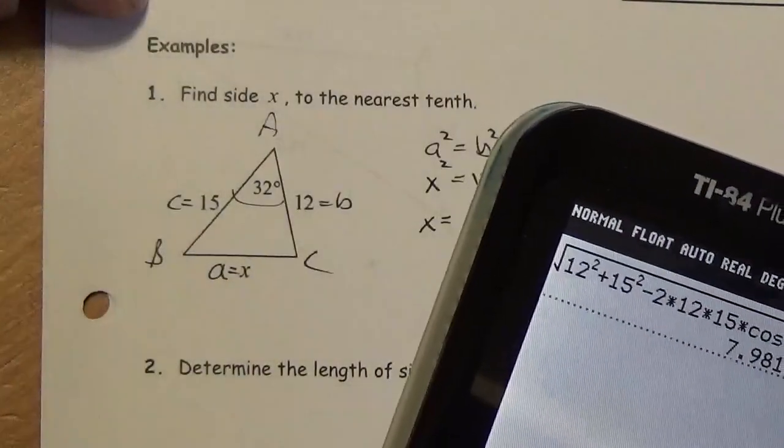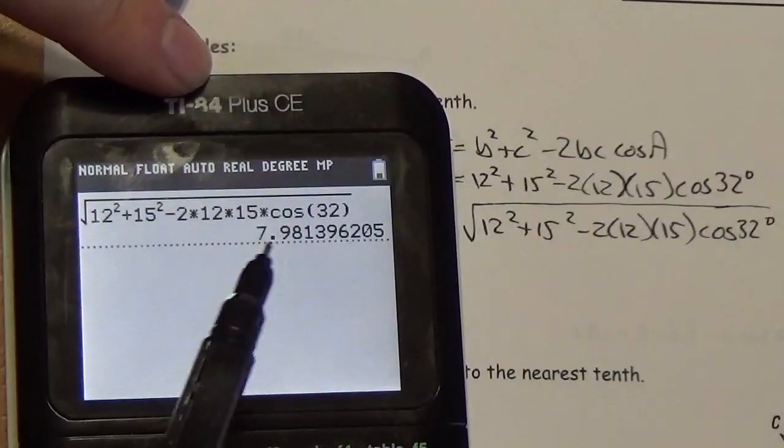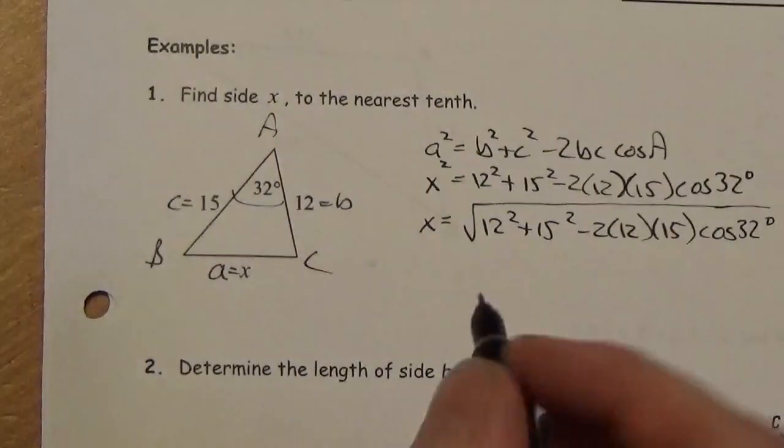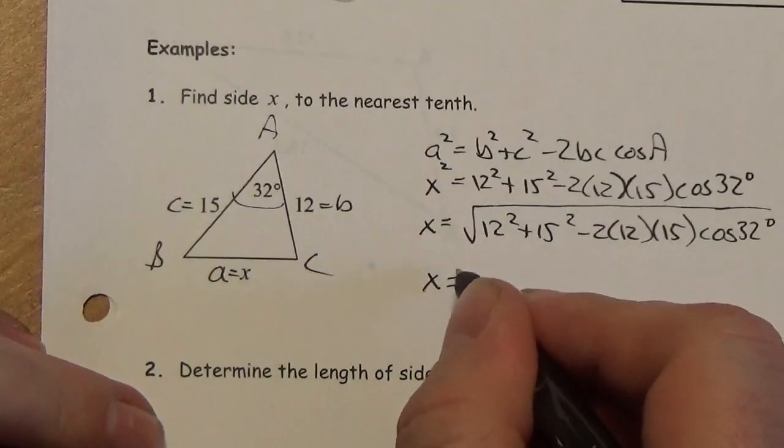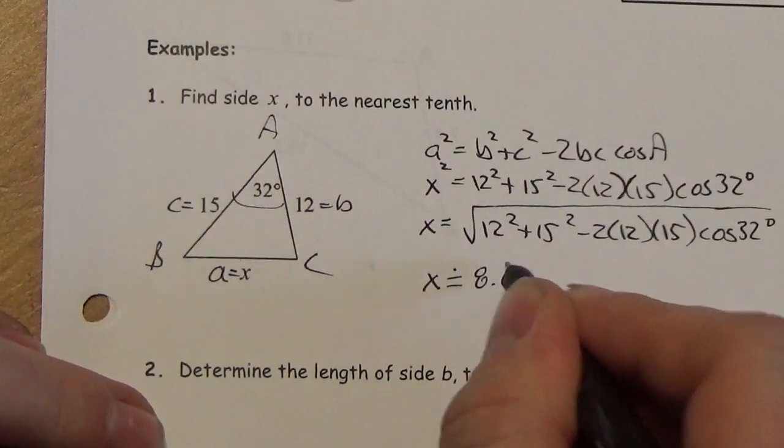Now, did this say what to round it to? It's to the nearest tenth. So when I round it to the nearest tenth, it's going to be 8.0. So x is going to be approximately 8.0.